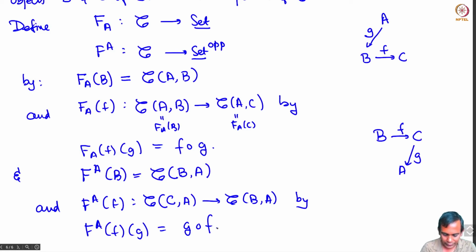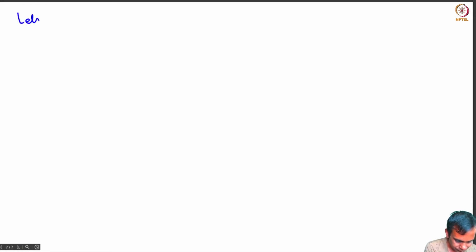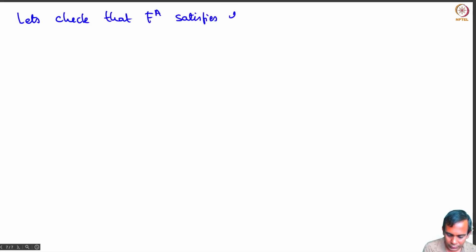Now we need to check that these are functors. Of course, I've defined them on the level of objects, and I've defined them on the level of arrows. Just as an exercise, let's check that one of them satisfies the axioms of a functor. I'll leave the other for you to do yourselves. So let's check that F superscript A satisfies the conditions A and B in the definition of a functor.